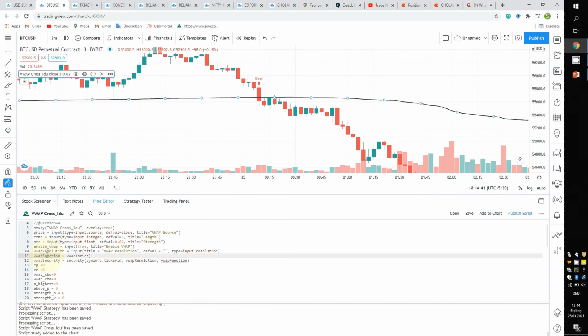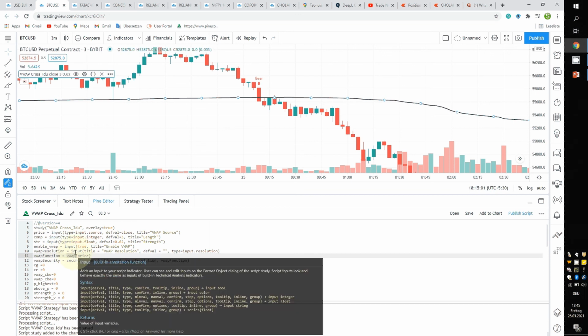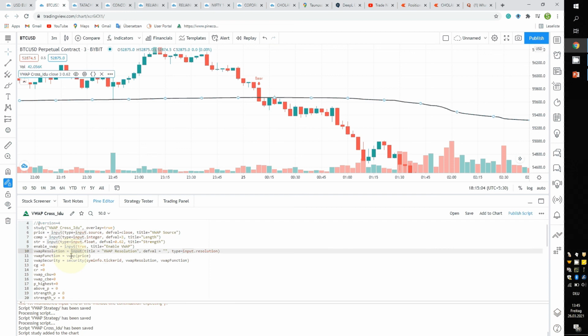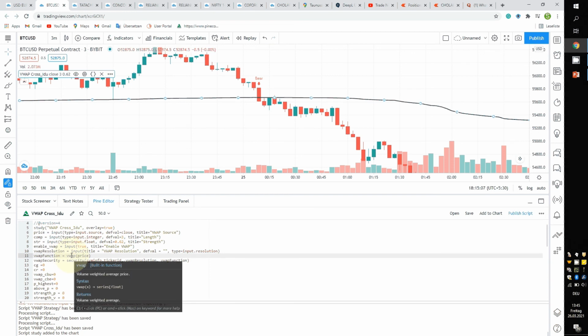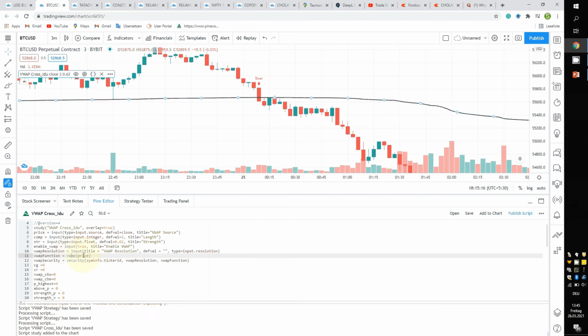So as I said, Pine script provides default functions which can calculate different mathematical functions for you. One of them is VWAP, as was the input. So if you hover on the function, it will show you what this VWAP does. It calculates the volume weighted average price for a series of data. So now I want to calculate VWAP for my given price. Price is nothing but my closing price.